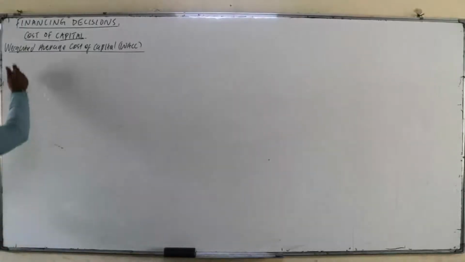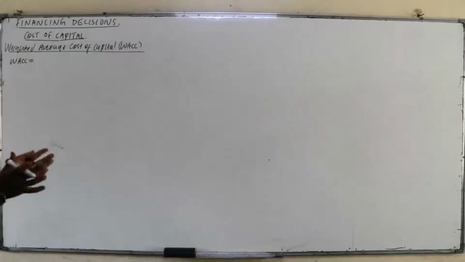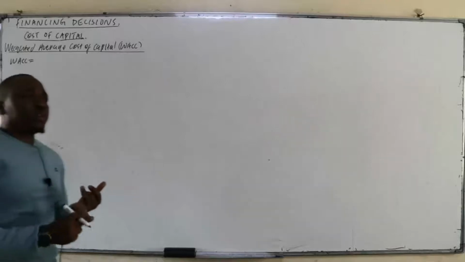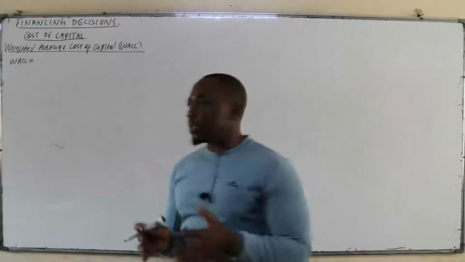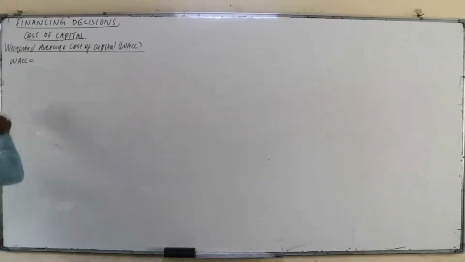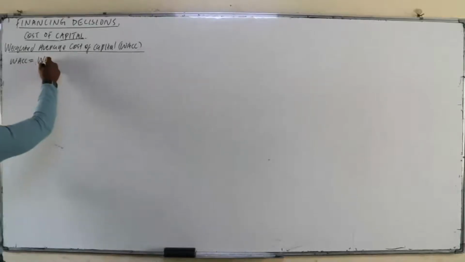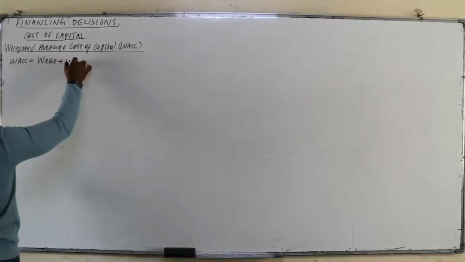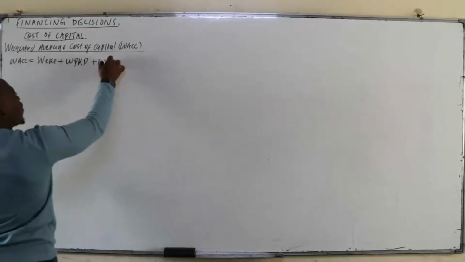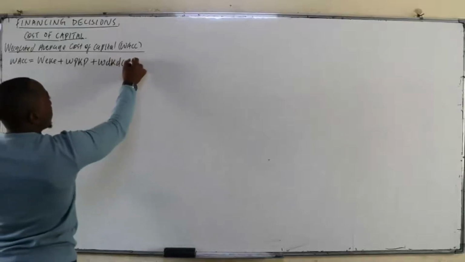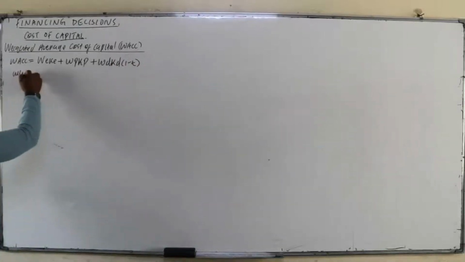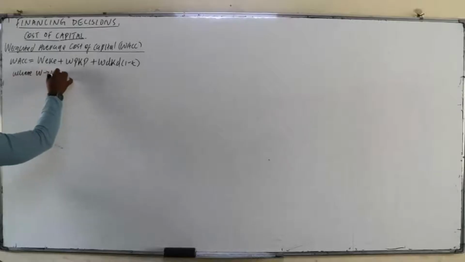So how do we determine the WACC? Remember, it is the overall average cost of the existing funds. We have the cost of equity, the cost of preference, and the cost of the debt. So how does the company determine one cost of capital? We compute the WACC by taking the weight of equity times the cost of equity, the weight of preference times the cost of preference, and the weight of the debt times the cost of the debt. Remember, the cost of the debt is allowable for tax purposes, so 1 minus T, where W means the weight.